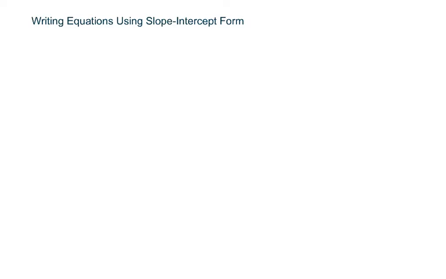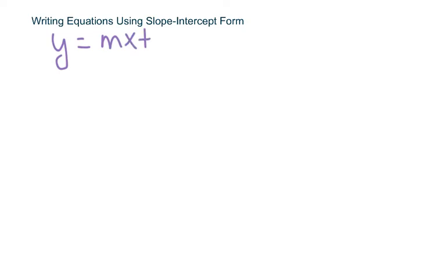So we're going to start this by writing equations using slope-intercept form, and we're actually going to do a couple of lessons on this where we use this form. I don't know why it always does it, like the very first thing I want to write does not write on the screen.